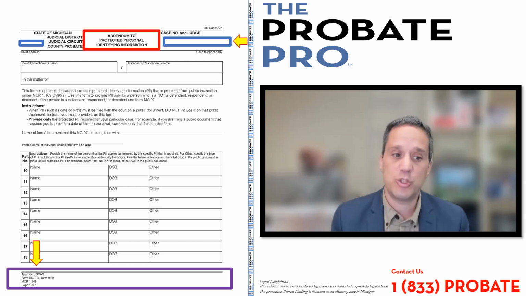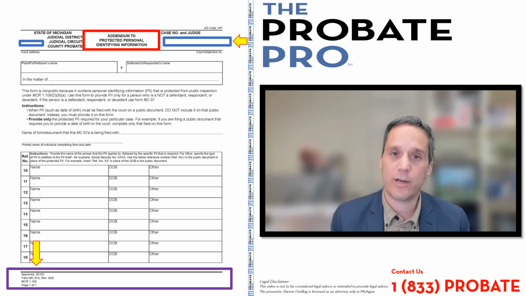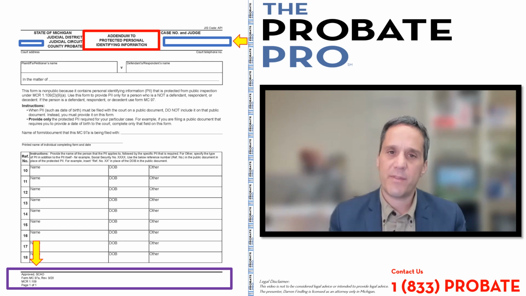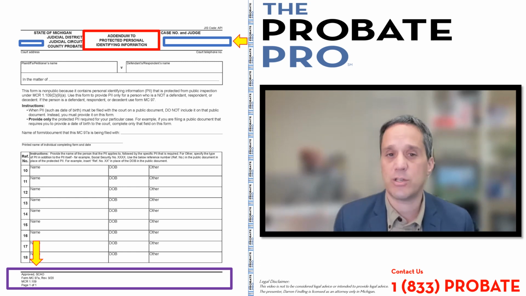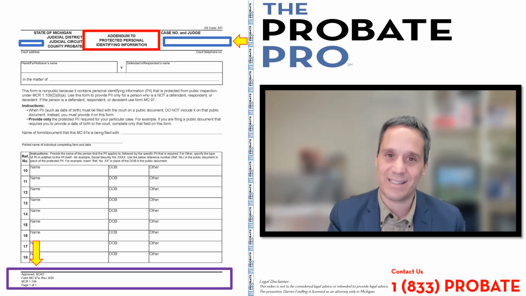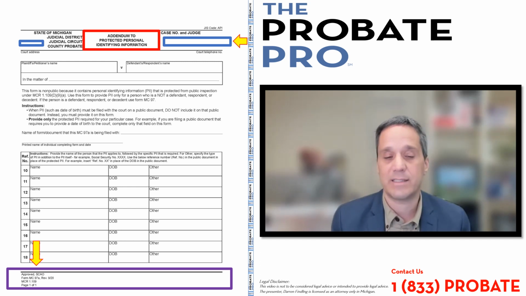This particular form is generally, in the probate context, used for the acceptance of appointment. That form requires that the date of birth of the personal representative be used. Now, the difference between these two forms is that the Protected Personal Identifying Information form is used generally for the decedent, or if it's a civil action, the parties, the plaintiff or defendant. The addendum is used for a non-party to the matter. Even though a personal representative is clearly a party, it is the non-primary party, so use the addendum.